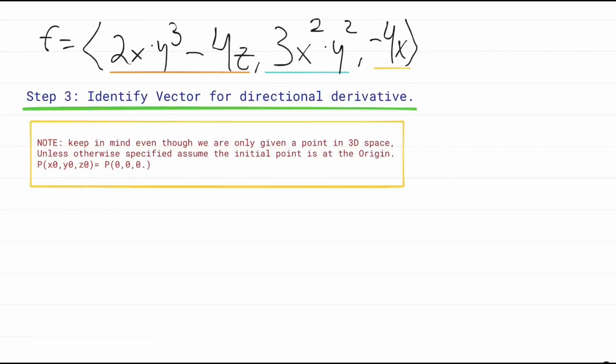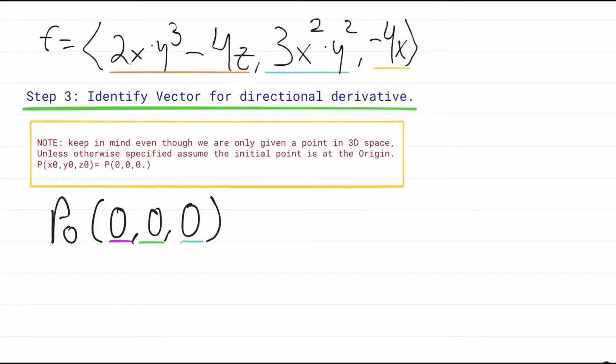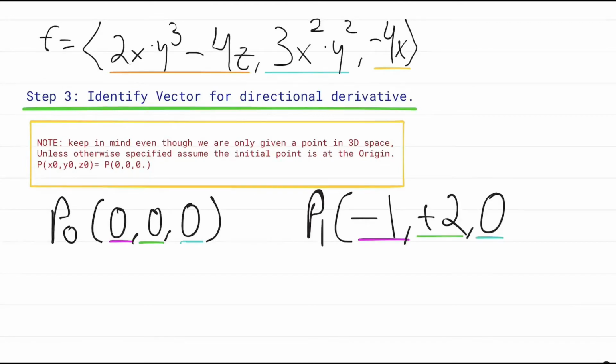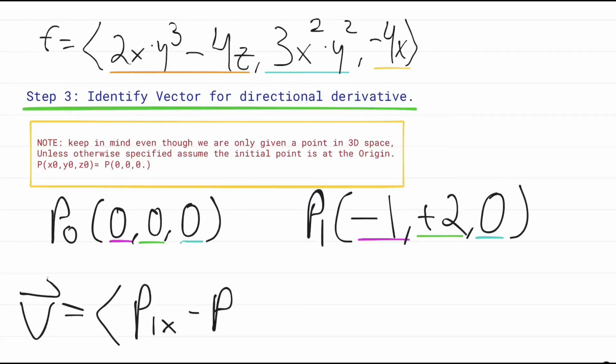So now we have point A to point B in 3D space. That's called a vector. So now the original point is 0, 0, 0. I color coded them again. And then our second point, P1, is -1, +2, 0. Basically what we're given. So unless otherwise specified, you must assume that the initial point is at the origin. So now our vector is the final point minus the initial point.